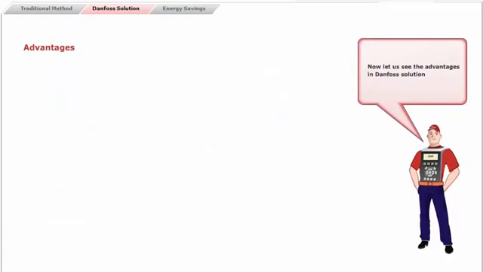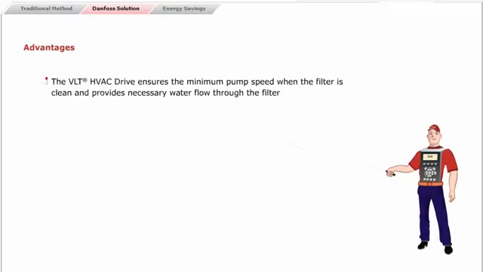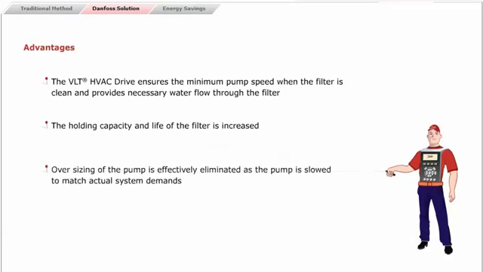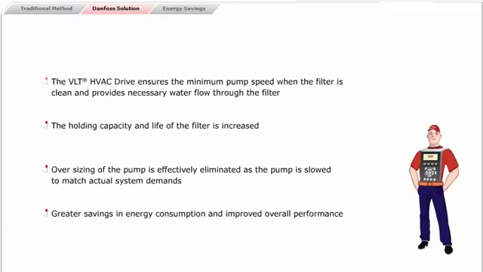Now, let us see the advantages of the Danfoss solution. The VLT HVAC drive ensures the minimum pump speed when the filter is clean, and provides necessary water flow through the filter. The holding capacity and life of the filter is increased. Oversizing of the pump is effectively eliminated, as the pump is slowed to match actual system demands. Greater savings in energy consumption, and improved overall performance.